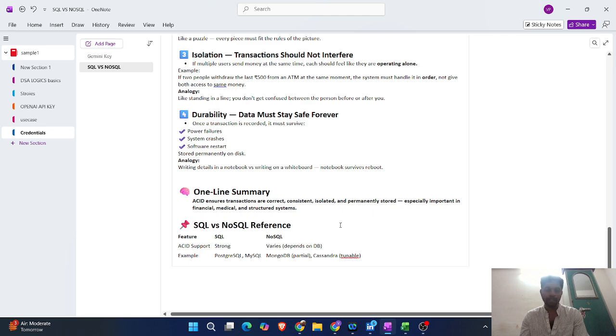There is no single answer. Based on your requirements and your application, you have to know when to use SQL and when to use NoSQL.